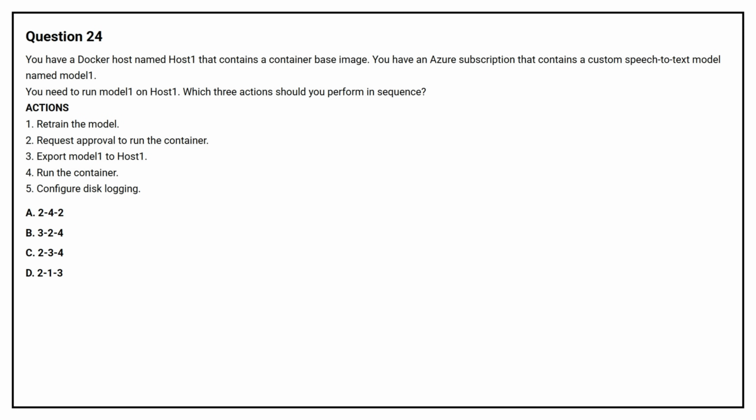Question number 24. You have a Docker host named host1 that contains a container-based image. You have an Azure subscription that contains a custom speech-to-text model named Model1. You need to run Model1 on host1. Which 3 actions should you perform in sequence?